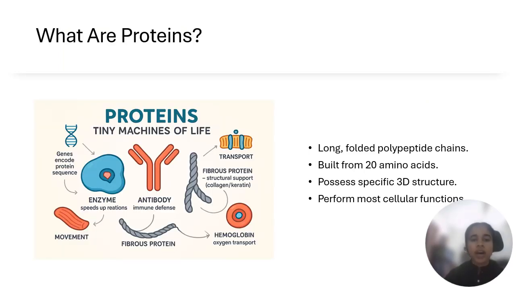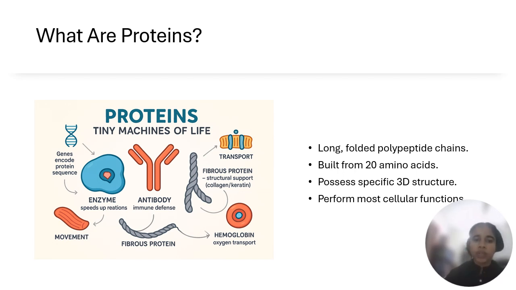So what exactly are proteins? Proteins are basically long polypeptide chains that have folded into three-dimensional shapes. They are built using 20 standard amino acids, arranged in different sequences like letters forming different words. But what makes proteins very special is not just the length, it's the shape. Each protein folds into a unique 3D structure, and this 3D structure determines what it can do.